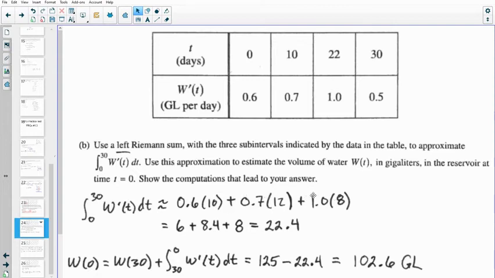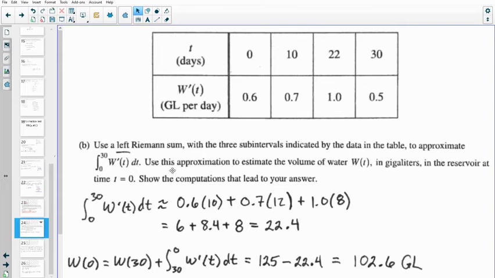And on a non-calculator part of the assessment, it's going to be things like 10 times 0.6, 1 times 8. The only one that's slightly tricky here is 12 times 0.7, but hopefully in this honors level calculus class, we're able to do things like 12 times 0.7 without a calculator. And then we add those up to get 22.4. Now that's the value of this integral.